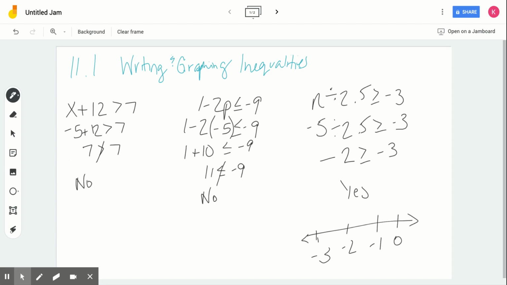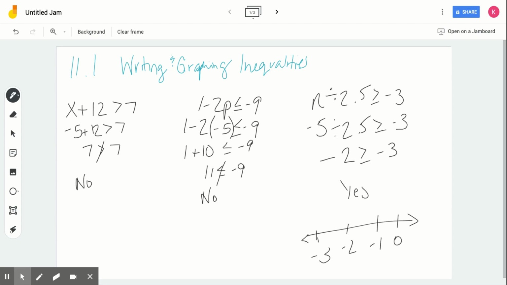The graph of an inequality shows all the solutions of the inequality on a number line. An open circle is used when a number is not a solution. A closed circle is used when a number is a solution. An arrow to the left or right shows the graph continues in that direction.